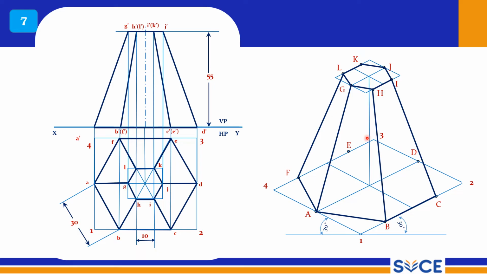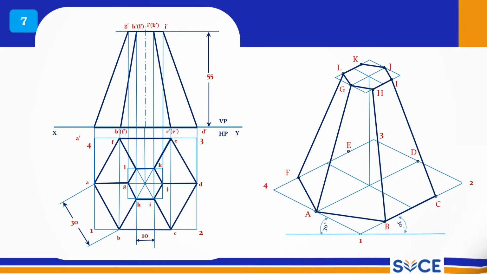Now L to F should be drawn with a thick line, F to A should be drawn with a thick line. Now G to A should be drawn with a thick line, H to B should be drawn with a thick line. So this is the frustum of the hexagonal pyramid, and a very easy problem to draw. Very easily you can complete this.